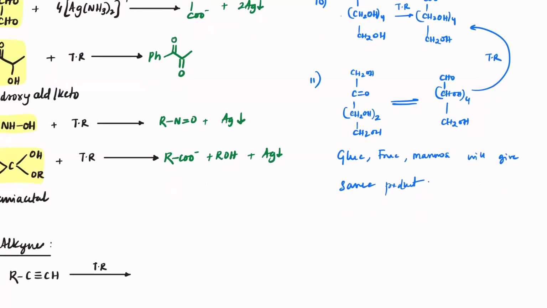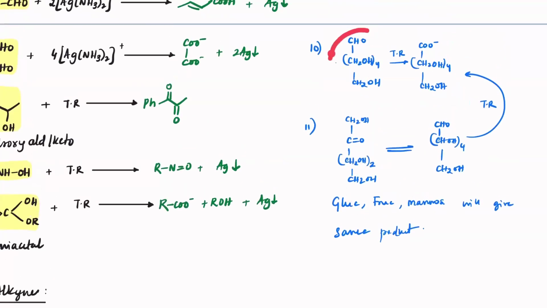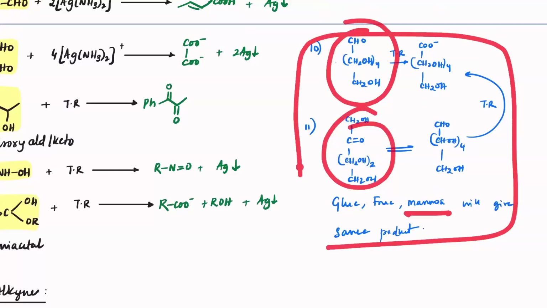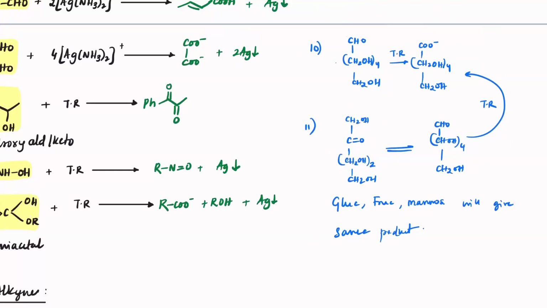Okay. So I have written it here. You can see this is the open structure of glucose, fructose, mannose. All of them will give you the same product here, so they'll all give a positive test.